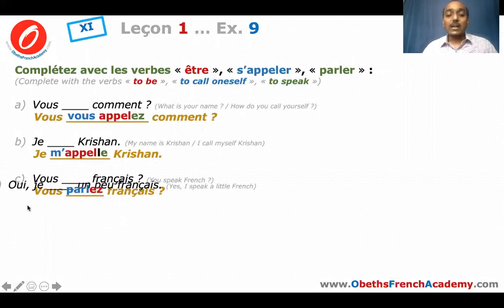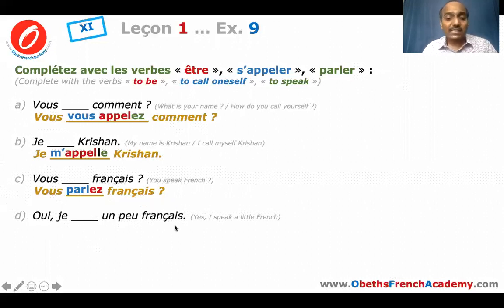The fourth one, oui, je dash un peu français. Here in this answer, we're still talking about this language French. And you're saying, yes, I dash a little French. So again, you'll be using the verb parler. I hope you remember how to get the stem. Remove ER, you get your stem PARL. And when the subject is je, your regular ER verb ending is E. Please remember, when it is vous, the regular ER verb ending is EZ. But when it is je, the regular ER verb ending is E. So you'll get, oui, je parle un peu français. Yes, I speak a little French.